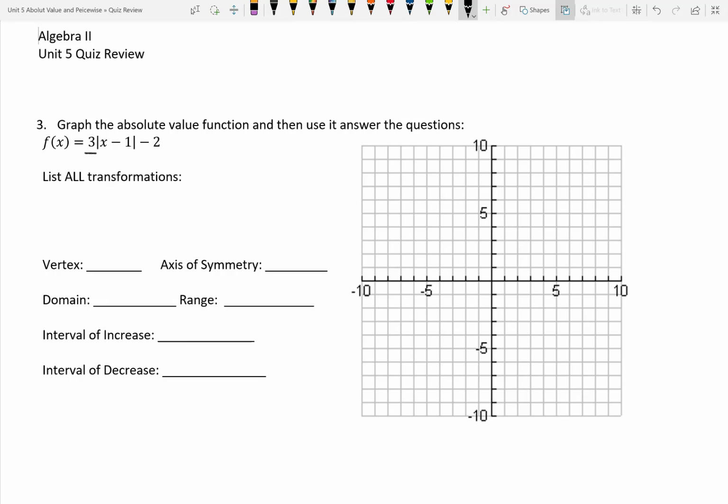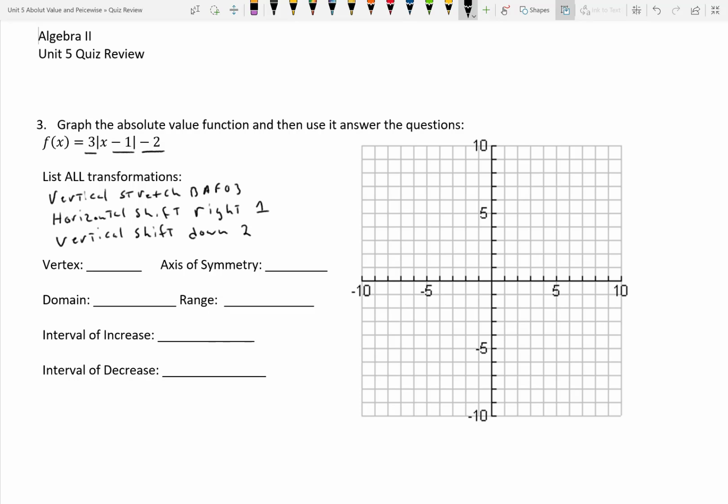We start with a vertical stretch by a factor of 3. And then moving to the right, we see we're subtracting 1 here, which gives us an h value of positive 1, which means we're going to have a horizontal shift to the right by 1 unit. And then lastly, we're going to have a vertical shift down by 2 units.